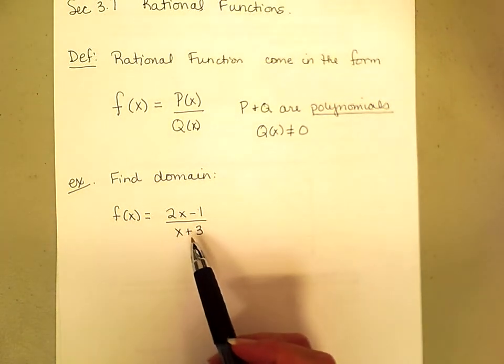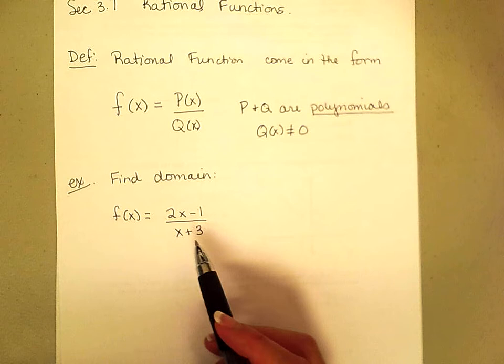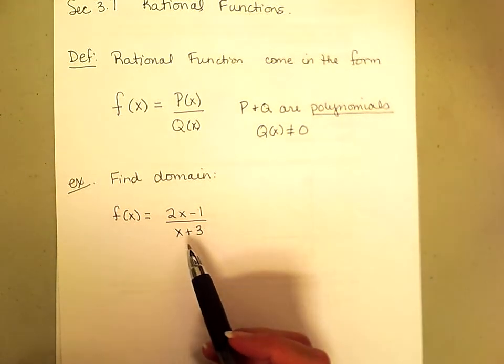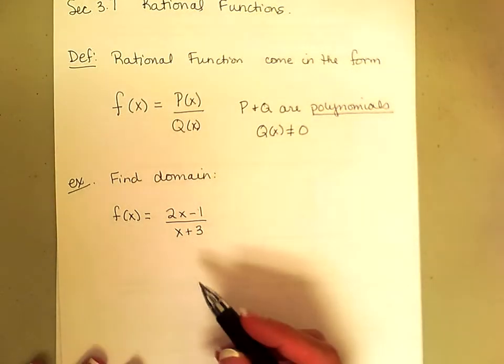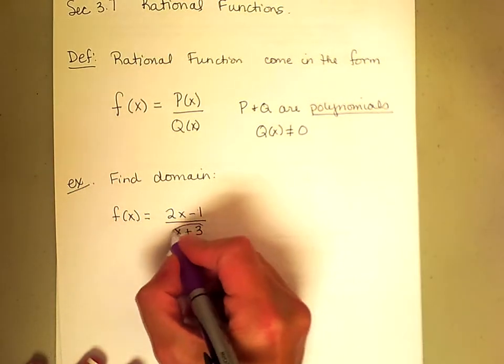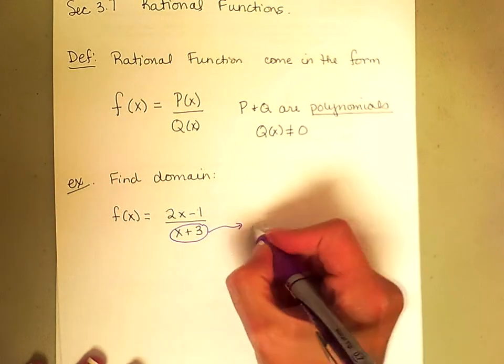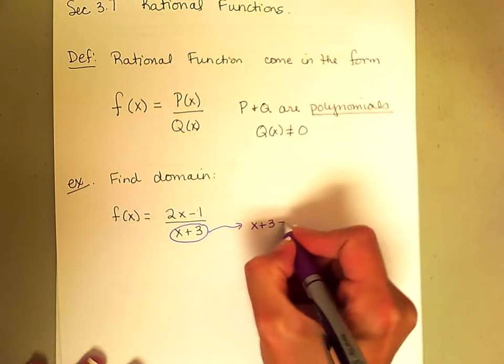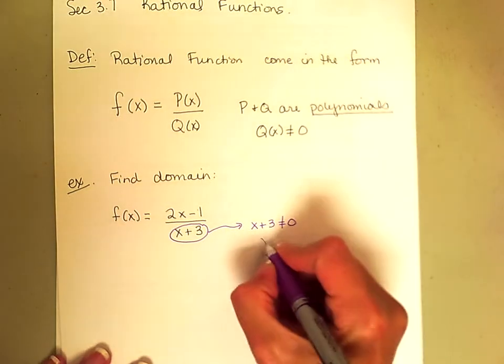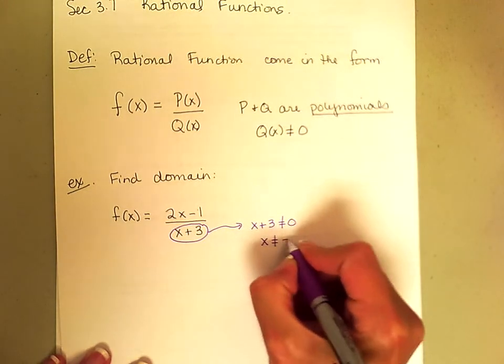So the domain will be everything but what makes the denominator 0. If we're unclear about that, we can always take the denominator and set it equal to 0, because we know that's what x cannot equal. Solving this, we find that x cannot equal negative 3.